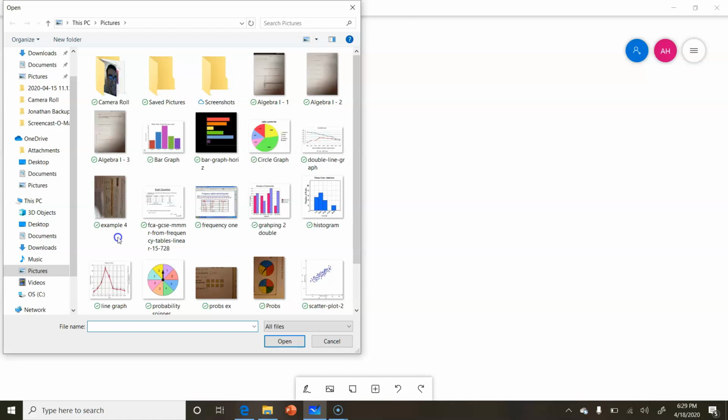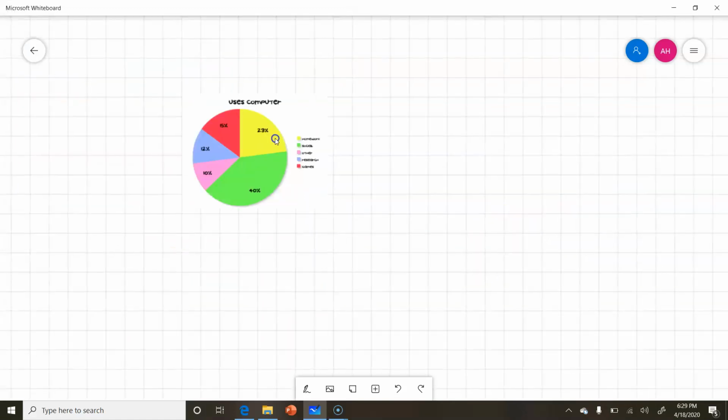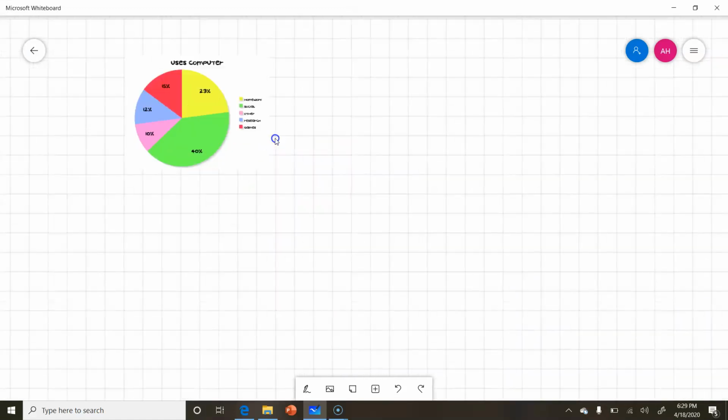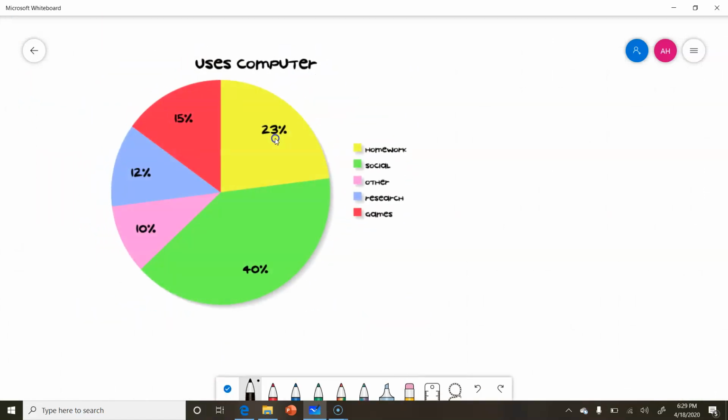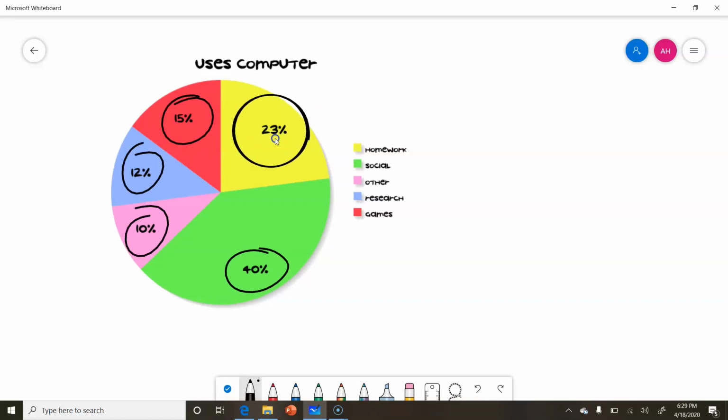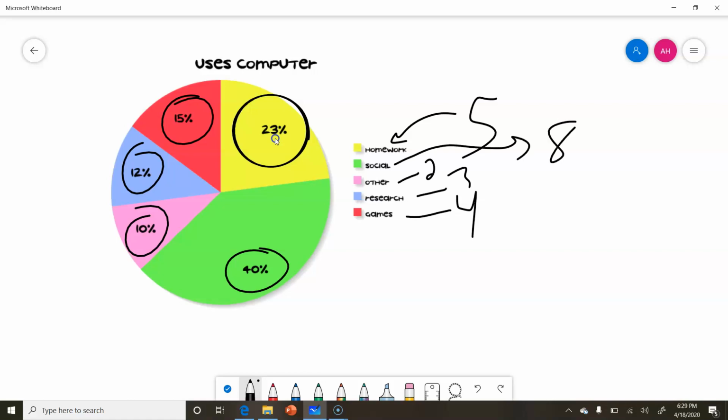Now, let's look at our next one, which is a pie chart, or circle graph as the book calls it. So when we have a circle graph, that's what it's going to look like here that I am putting on the screen before you. So the way we do that to find these percentages here is we take, however, let's say that homework was 5 and we had, let's say this matched homework. The red here was 4, the research here was 3, other was 2, and social was 8.